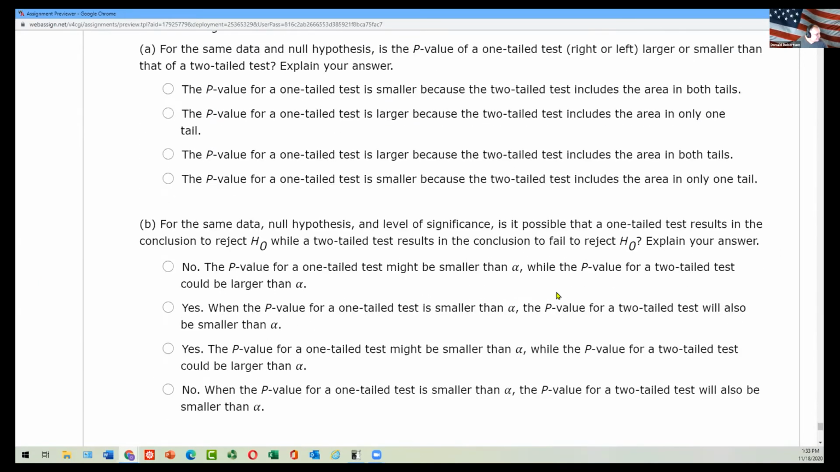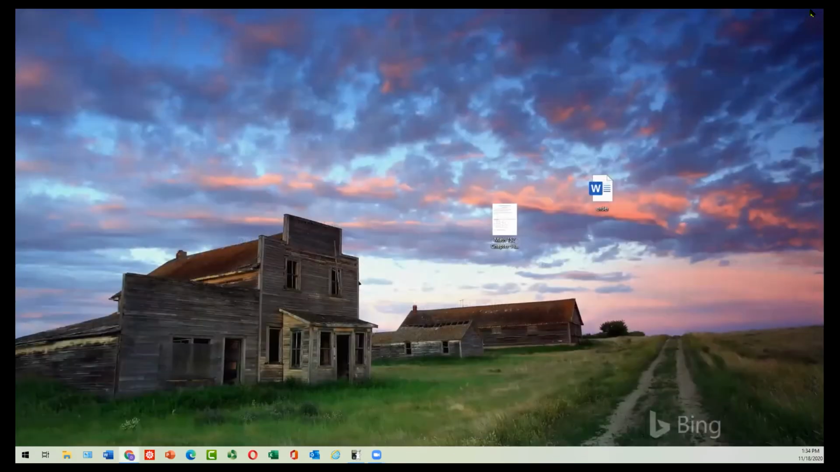And the last one's just talking about what would happen if you did this or that. And that is the end of that section. So we're now about to start our next section.